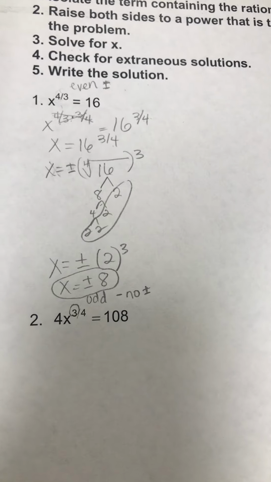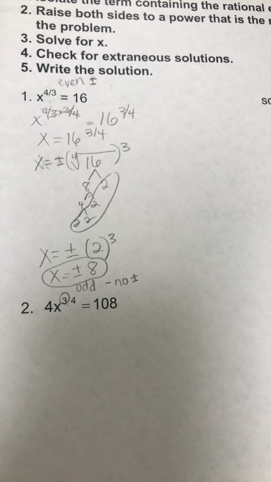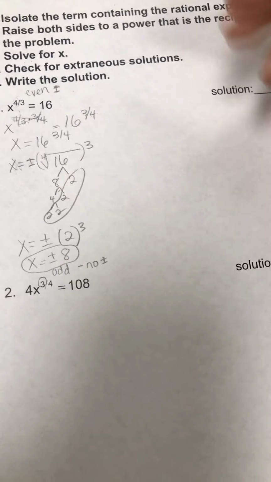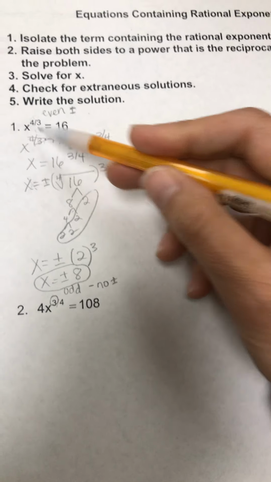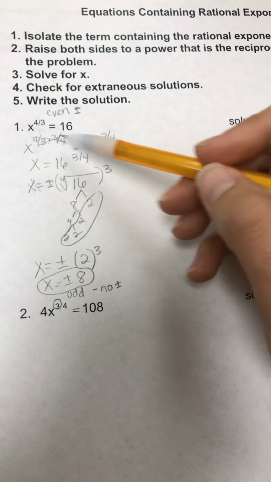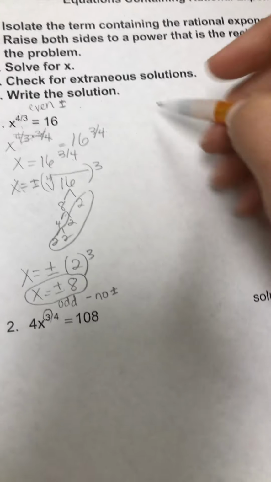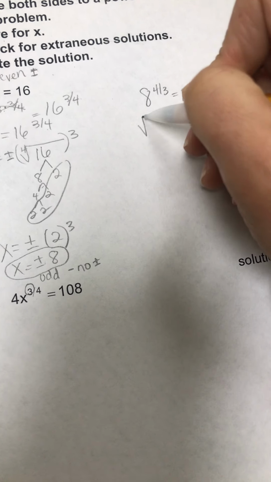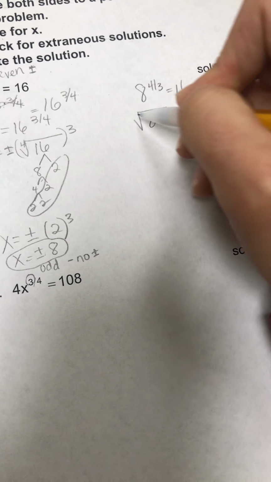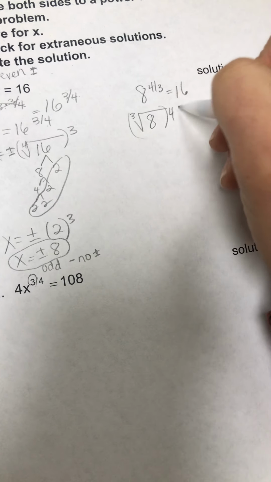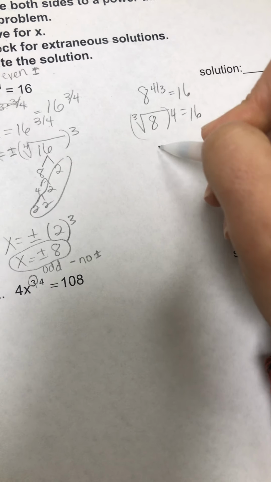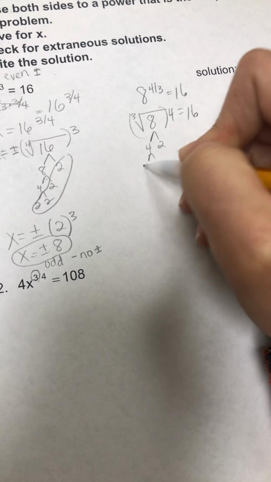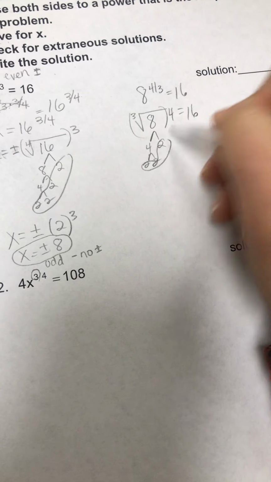That's your answer. Okay? But now you have to check for an extraneous solution. So that means you have to put positive 8 back into the original equation and negative 8 back into the original equation and make sure that they are true statements. So you're going to have 8 to the 4/3 is equal to 16. So let's see, 8, this would be 4 and 2, 2 and 2. So you get a group of 2s.